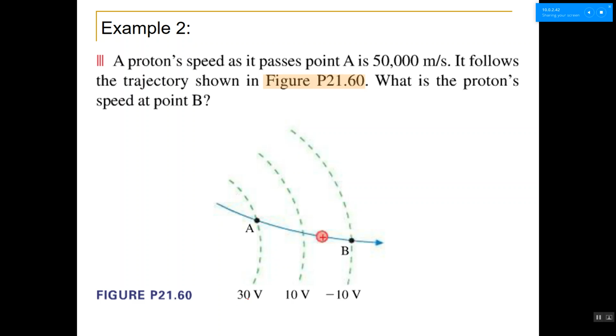So it had a delta V of 40 volts. So how much kinetic energy did it gain? How would you calculate the amount of kinetic energy it gains? Would it be equal to the amount of potential energy lost? It's a rhetorical question. Yes. All right. The kinetic energy gained is the amount of potential energy lost. So let's figure out how much potential energy was lost. Well, that's delta V times Q.